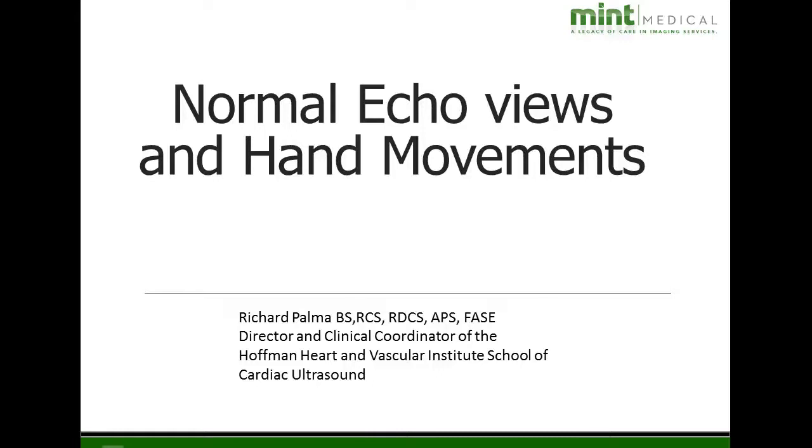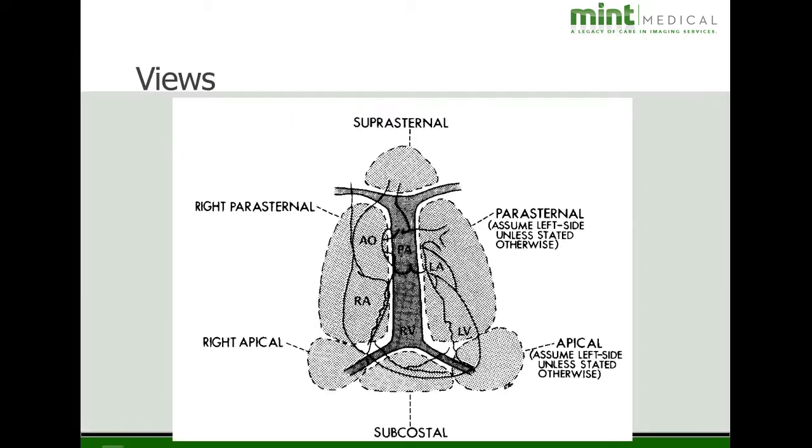I'd like to review the normal echo views and hand movements needed to perform a 2D transthoracic exam. As you'll see, there are many imaging windows which you use to perform a 2D echo exam. We will first focus on the parasternal images.